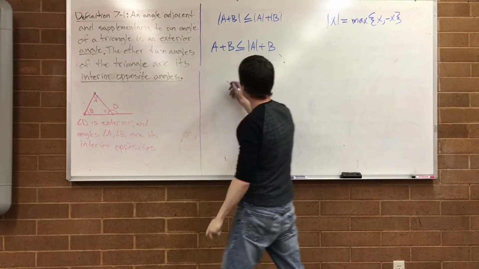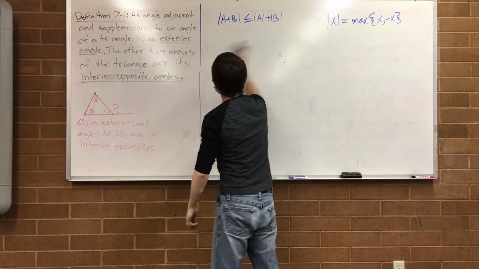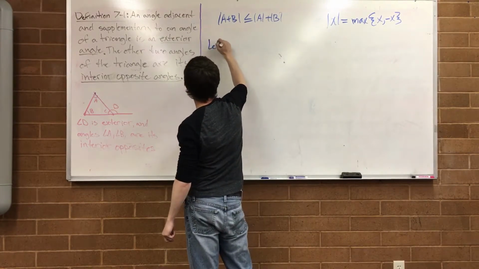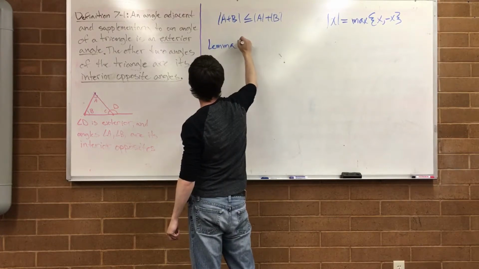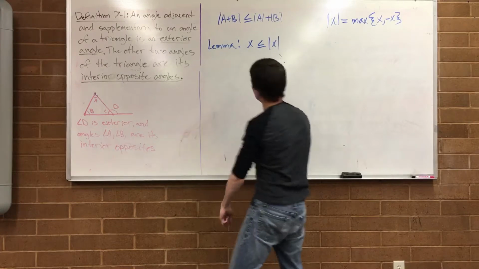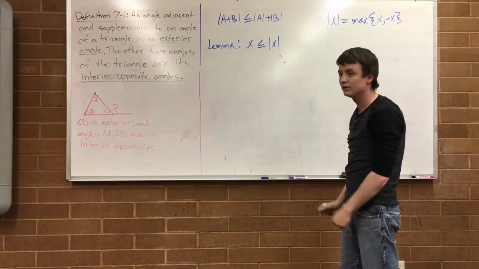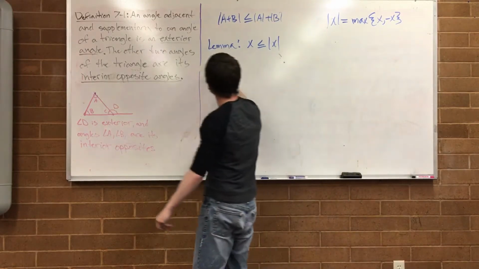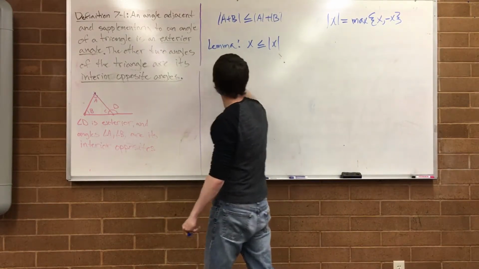Maybe you should have started with a little lemma. So let's start with the side theorem. We call it a lemma if it's a theorem that helps us prove something. Lemma: x is always less than or equal to the absolute value of x. Is this always true? Yes. Okay, so we won't bother proving it, we'll just use it.